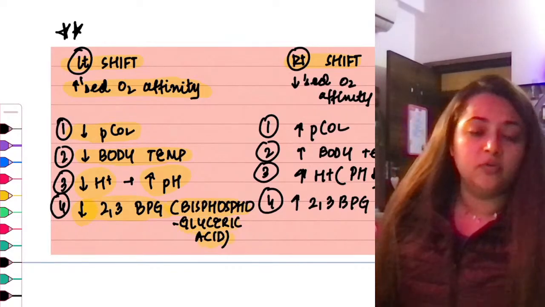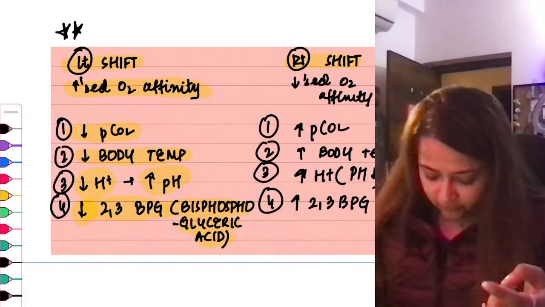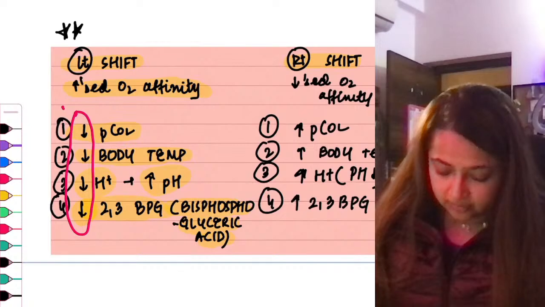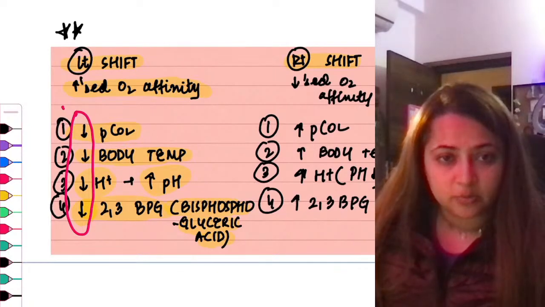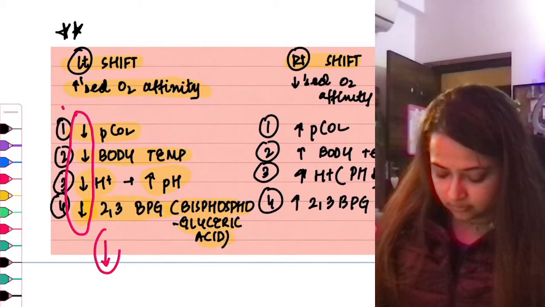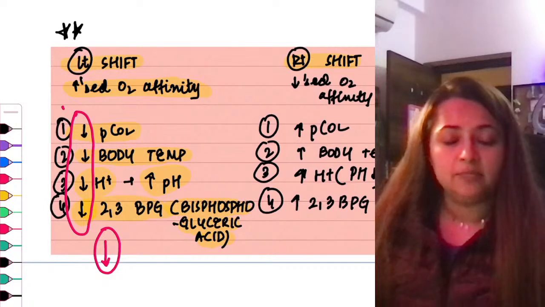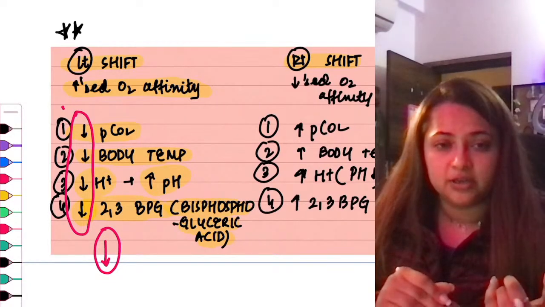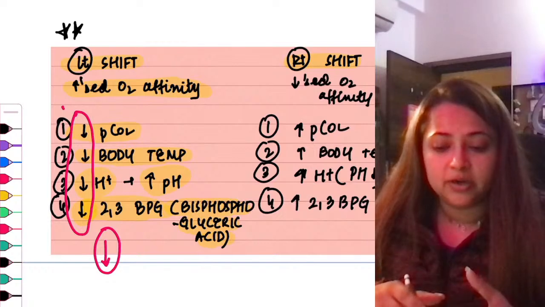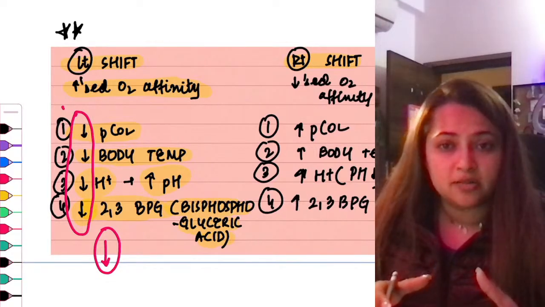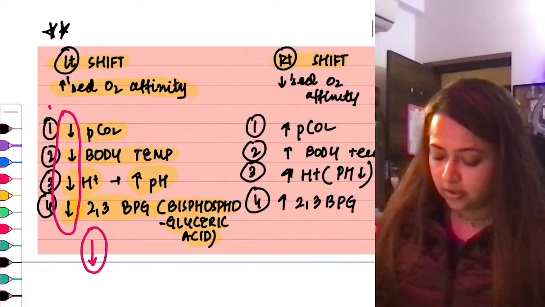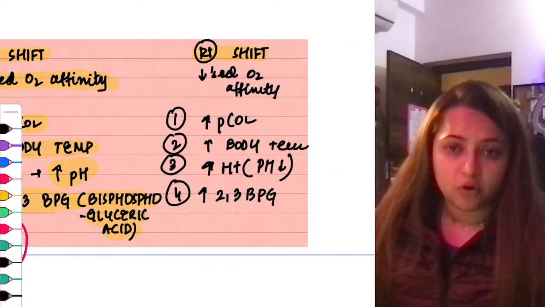What you have to remember is, if you can see the direction of the arrows here, all of them are in the decreasing way. So PCO2 decrease, body temperature decrease, 2,3-BPG decrease, and H positive decrease. All of these will lead to what type of shift? Your answer is going to be the left shift, and hence more affinity for oxygen.